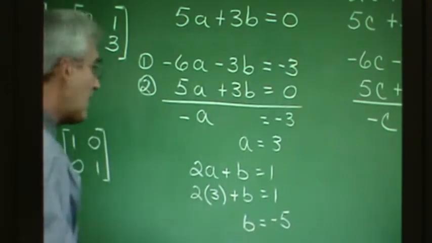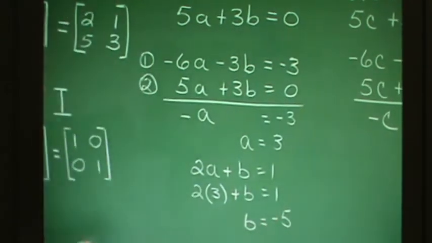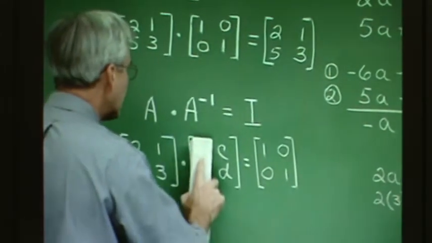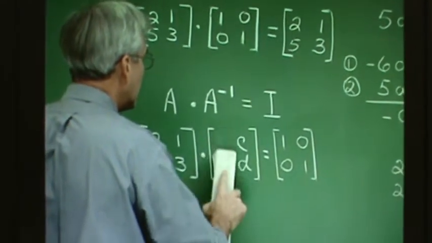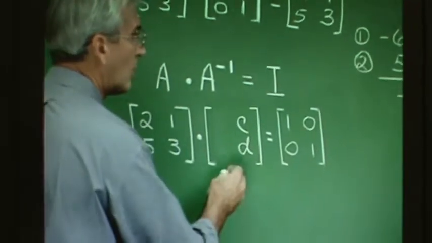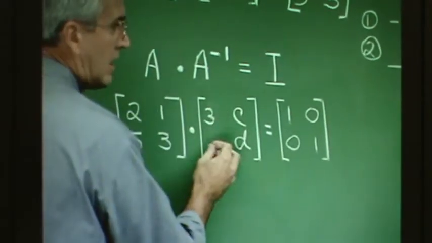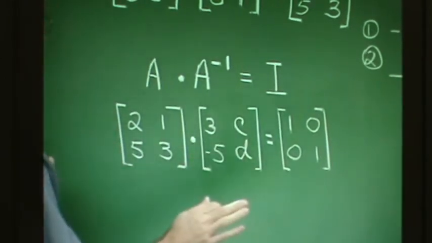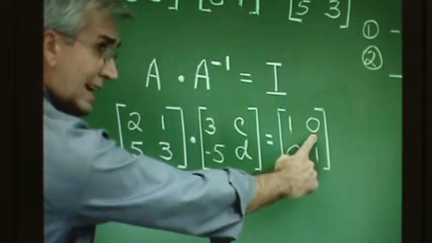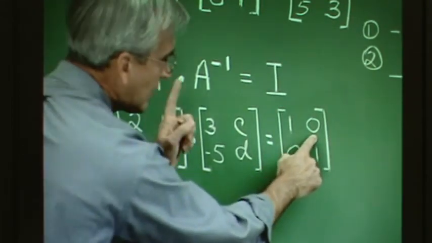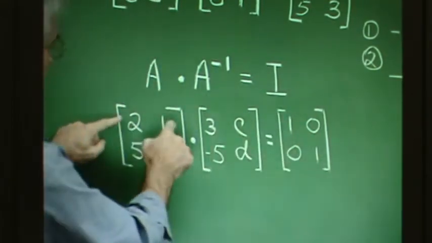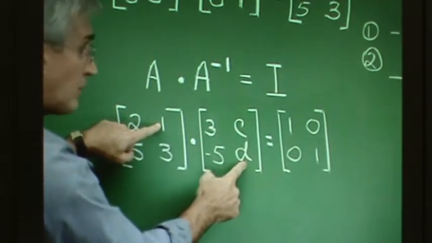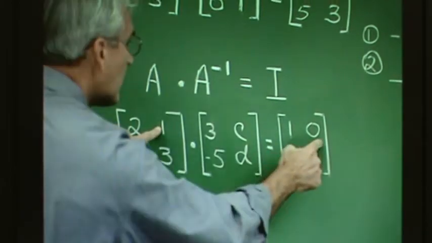If A is 3, I can back substitute to find the value of B. Now, once I've found the values for A and B, I could come back here and put those values into this matrix. You see, and then I can find C and D in a similar way. Let's do that. I've got 3 here and -5. Okay, for C and D, very similar kind of idea. For this item, it's in the first row, second column. So it's 2C plus 1D, 2C plus D equals 0.